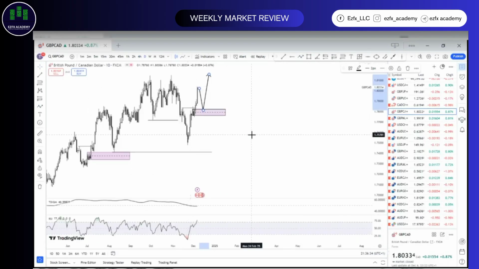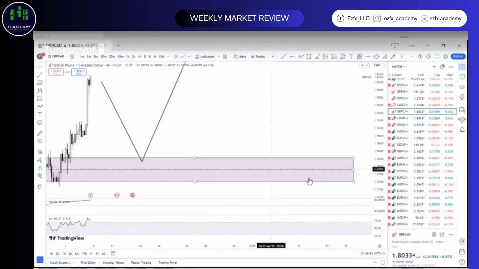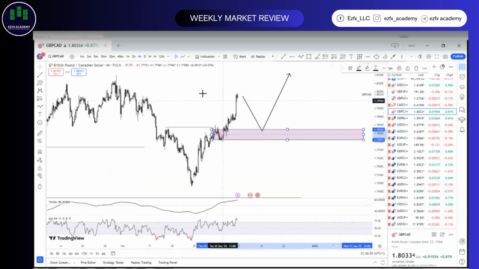For me, that is between... Let me come to the 4 hour. Maybe I'll still move to the 2 hour time frame for this. But for me, from what I can see for the pullback, if I'm watching out for the buys, 1.78230 and 1.77613. Again, that's very, very wide. So let's still look at it.